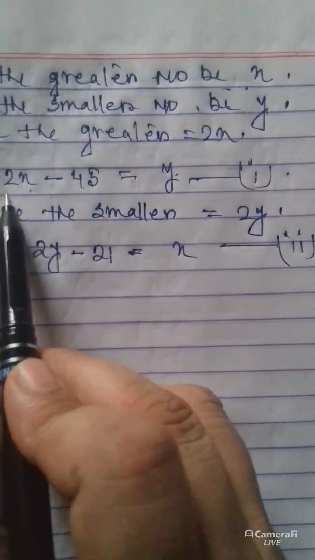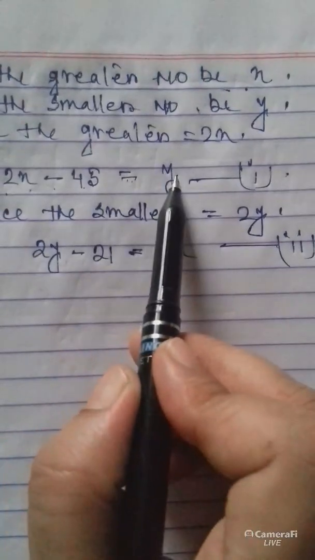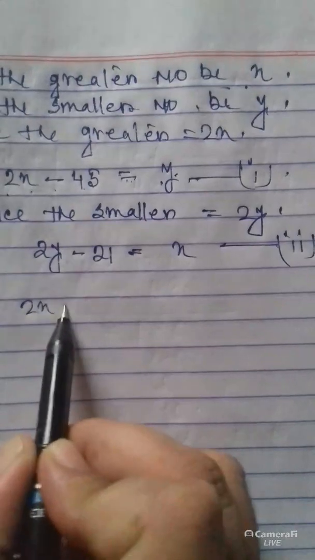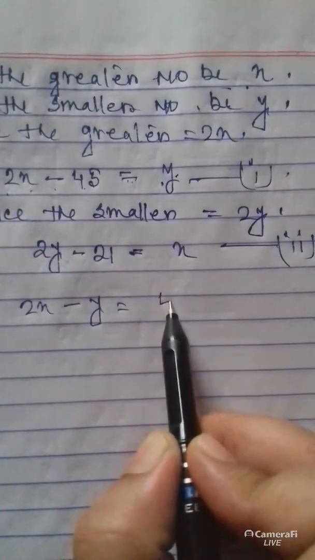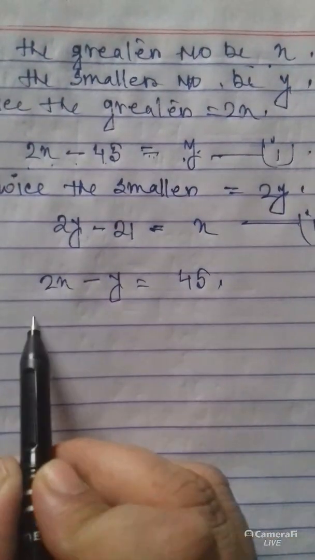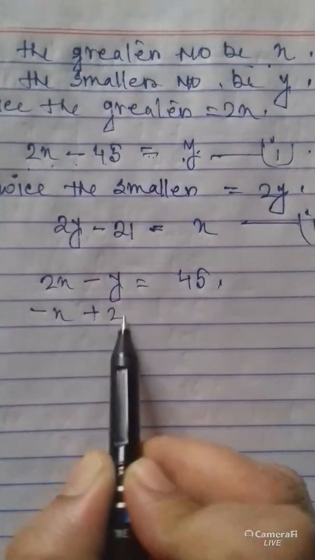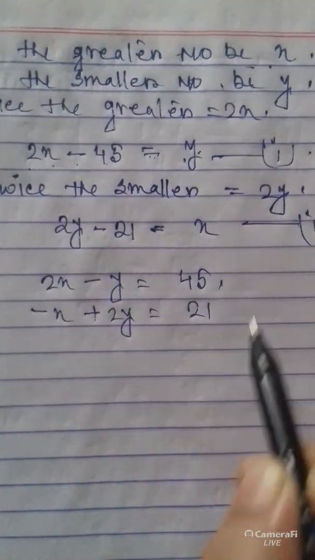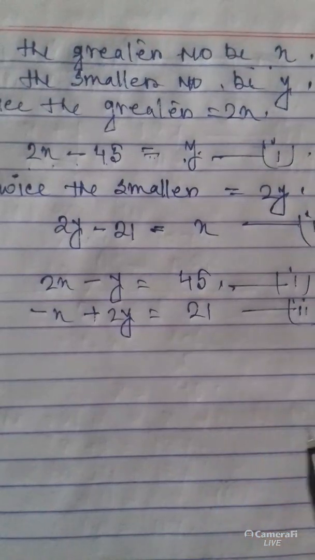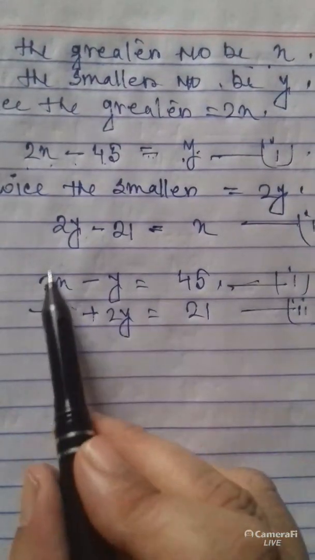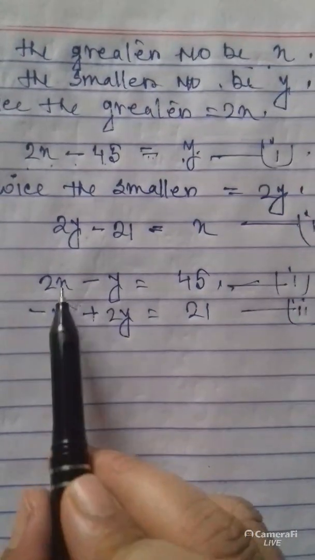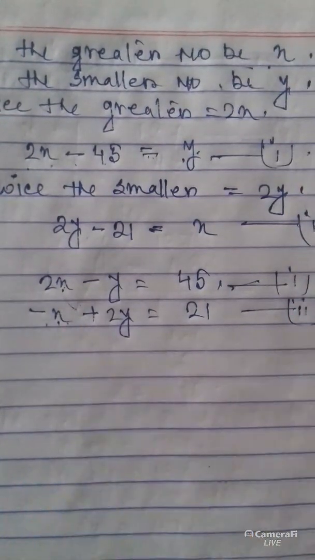Then in first number equation, 2x minus y equal to 45 (standard form). And in second number equation, minus x plus y equal to 21. This is first number equation and this is second number equation. If we eliminate x, then we have to multiply second number equation by 2. Here 2x and here minus x.